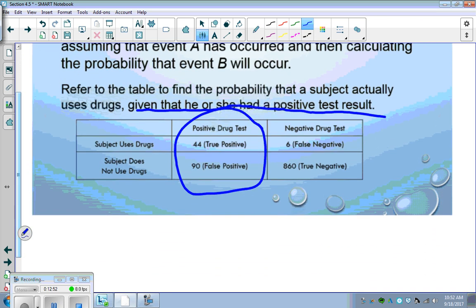Well, how many total is in that first group? 134. So out of the given group, 134, how many actually use drugs? 44. Okay. So, somebody tell me what that is. Pretty low. 44 over 134 is 0.328. So that's 32.8%, correct? Okay, so let me give you another one using that same chart.